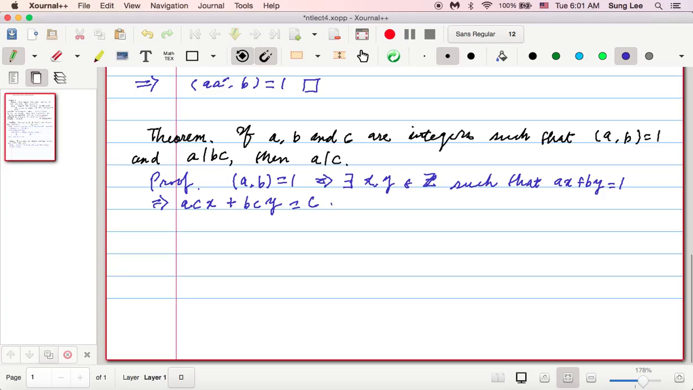Now, A divides AC, obviously. A divides BC by this assumption. So what that means is A must divide C. So here A divides acx plus bcy, which equals c. All right, so we just showed that A divides C. So this is the end of the proof. Okay, that's simple. Not bad.